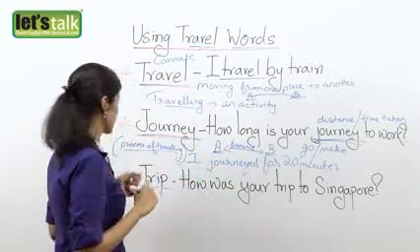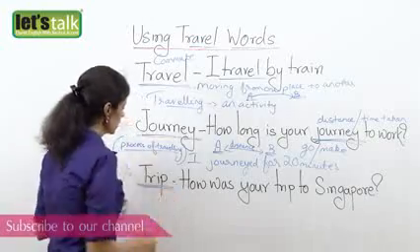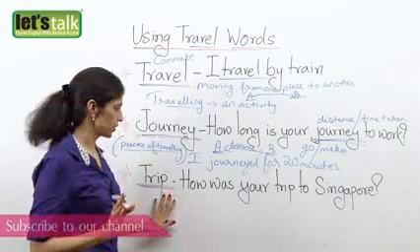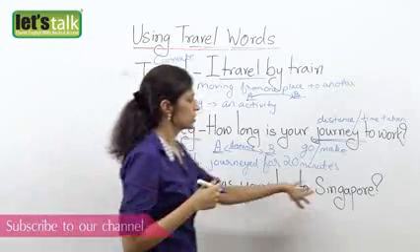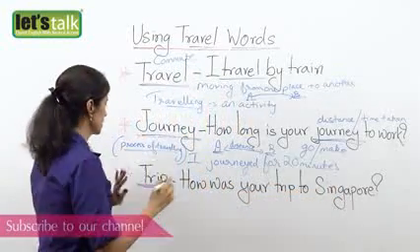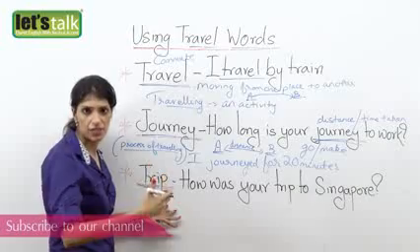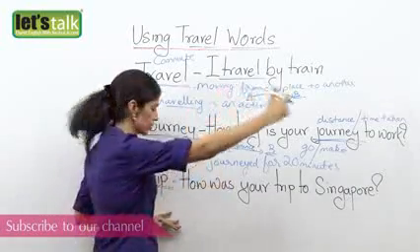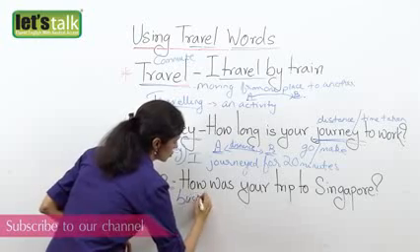Okay, another word that we use is trip. This is one of the most common words we use conveniently anywhere and everywhere. Okay, so how was your trip to Singapore? Now trip also means traveling. It could be traveling from one place to another destination and then again you pick up and go. So you have business trips.